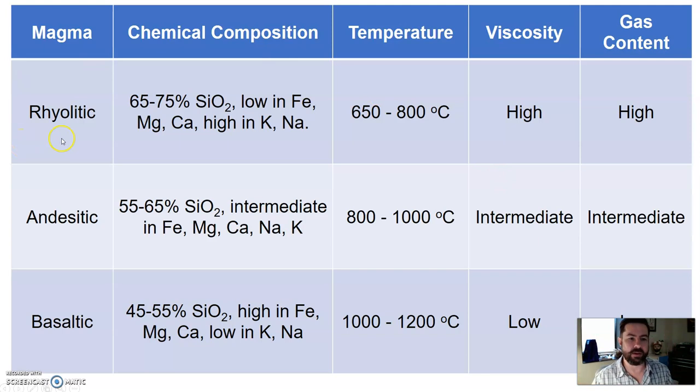And then you have rhyolitic magma, highest in silica, lowest in temperature, highest in viscosity, highest in gas content. So the most sticky, slowest moving, therefore it traps the most gas, therefore the most explosive. All of that is tied to silica. So the more silica, the slower it moves, the higher the viscosity, the more gas content.